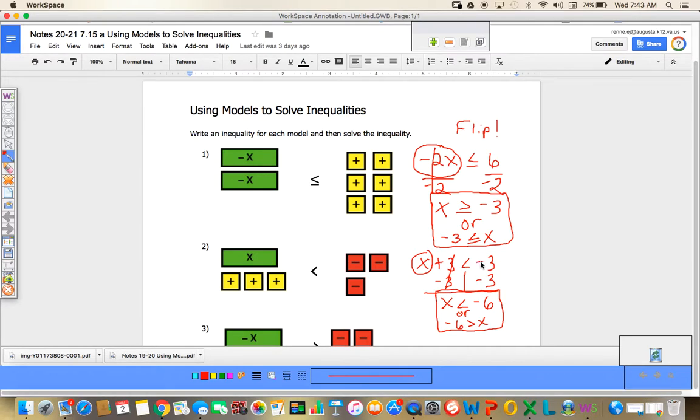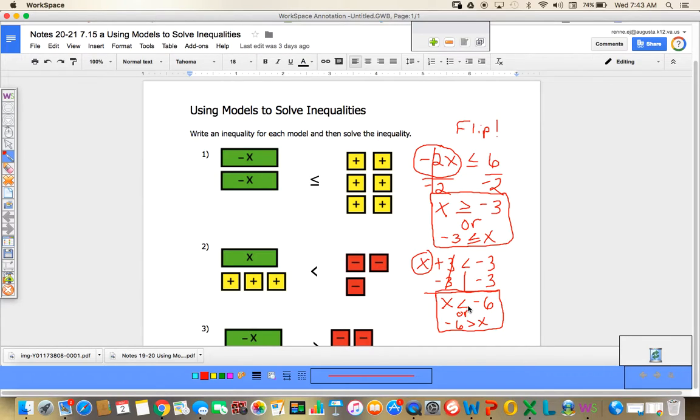Now, I've got to remember to check, so I'm going to check the number first. So I'm going to plug negative 6 back into the original, and I'm going to add 3 to it. Negative 6 plus 3 is negative 3 because I subtract and keep the sign of the most. And both sides equal negative 3, so I know the number is correct.